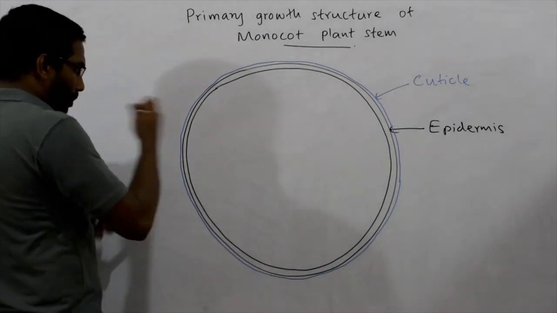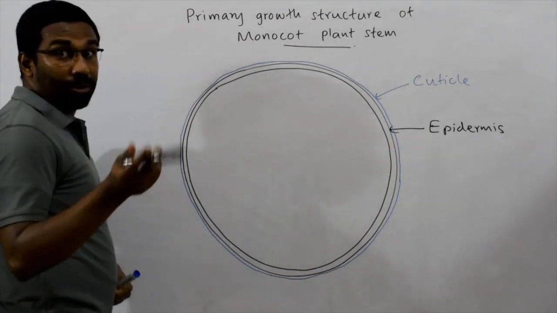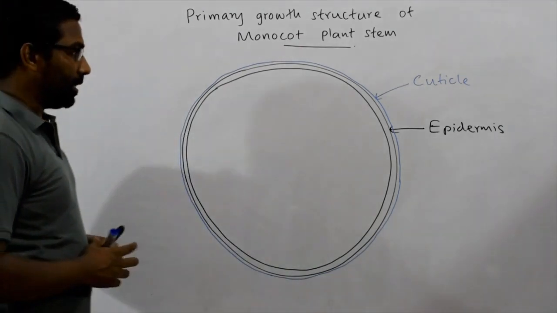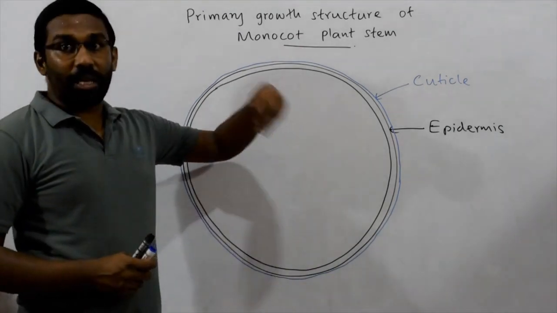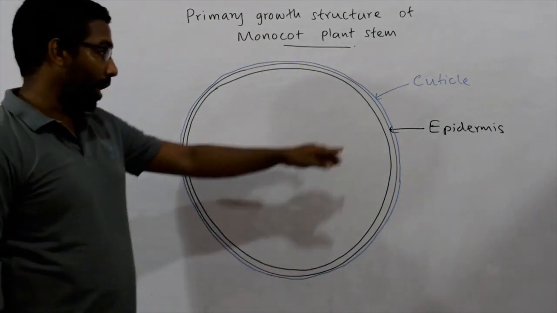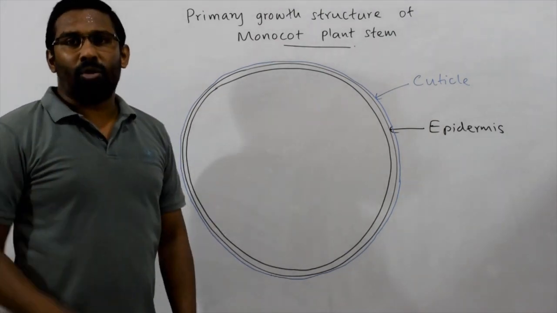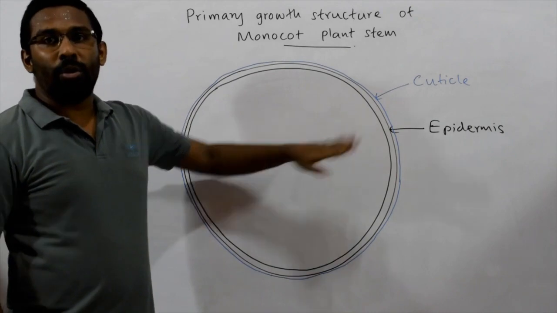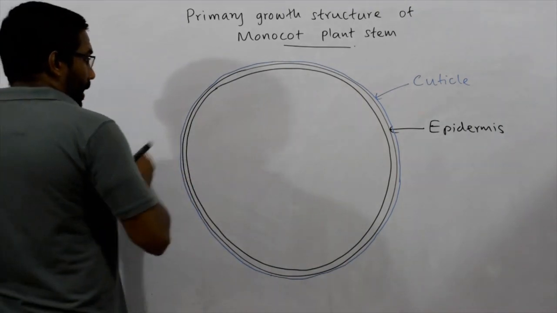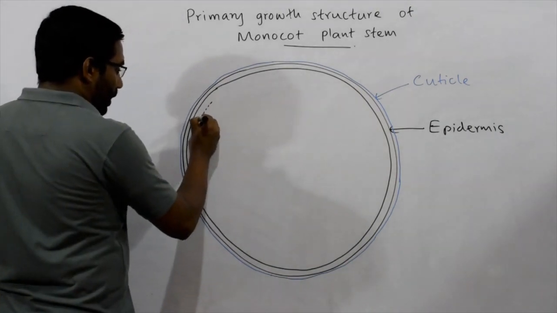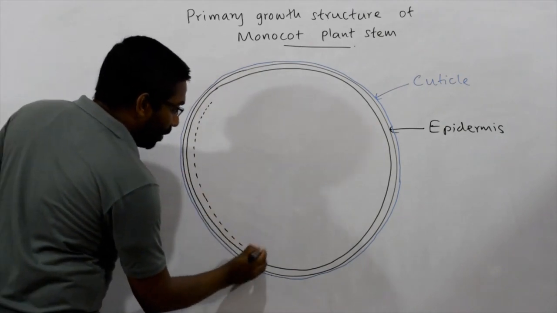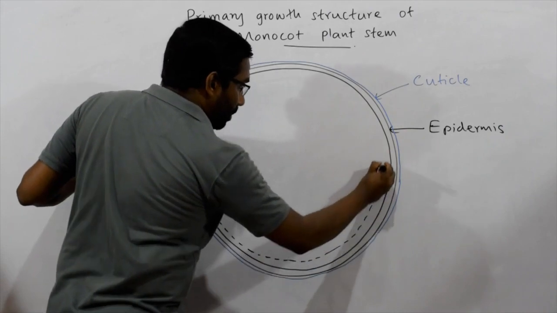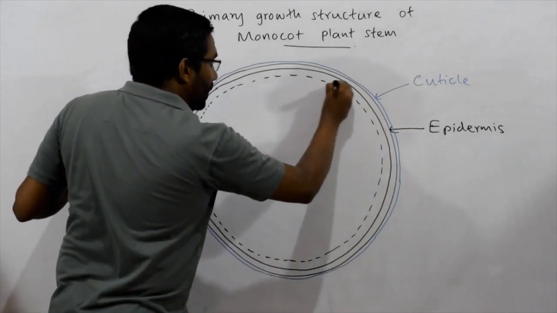Okay, then inner to the epidermis. Now remember this as a comparison. In the dicot stem, just inner to the epidermis, as the outermost layer of the cortex, there is a collenchyma tissue layer. But here there is no collenchyma tissue layer in the monocot stem. Here it has a sclerenchyma tissue layer made up of sclerenchyma fibers, no collenchyma. So just inner to the epidermis, here it has a sclerenchyma tissue layer.